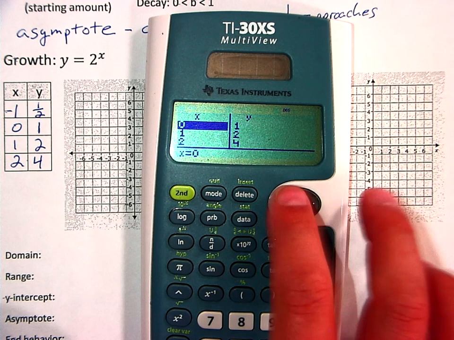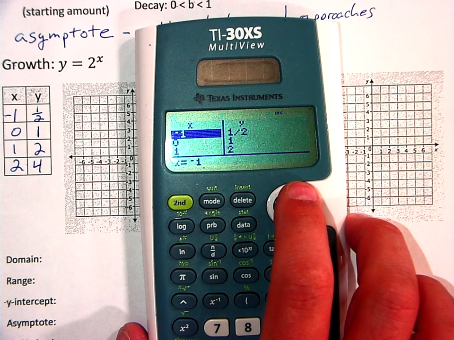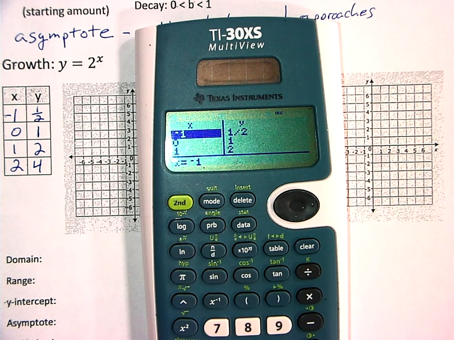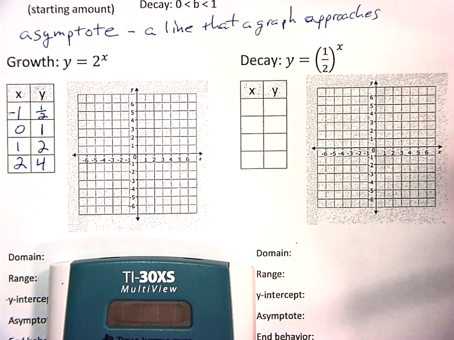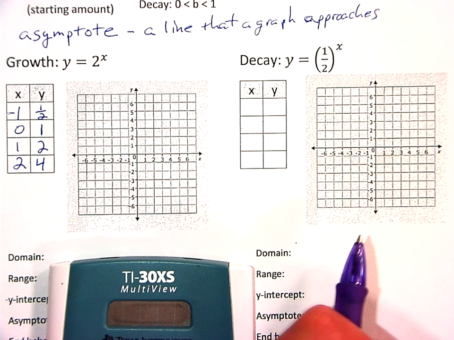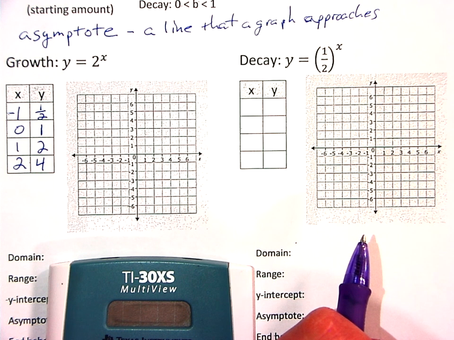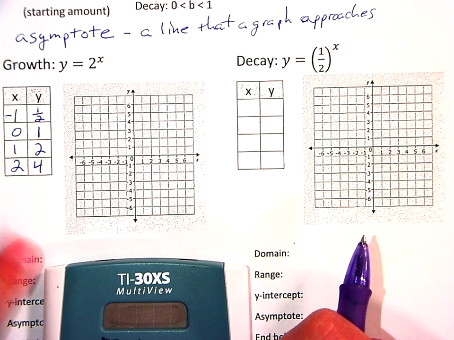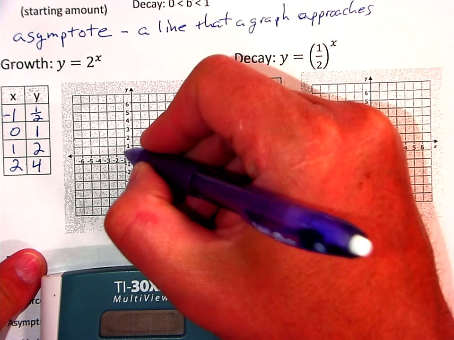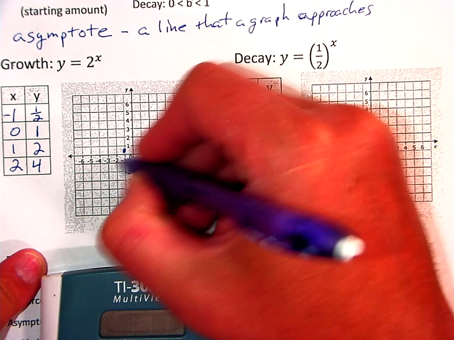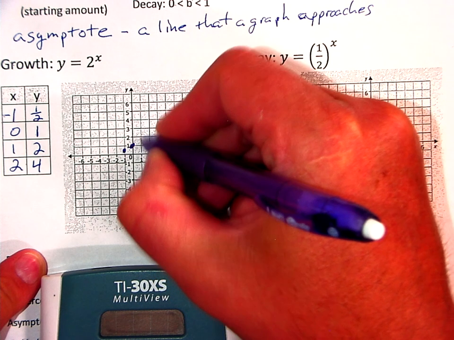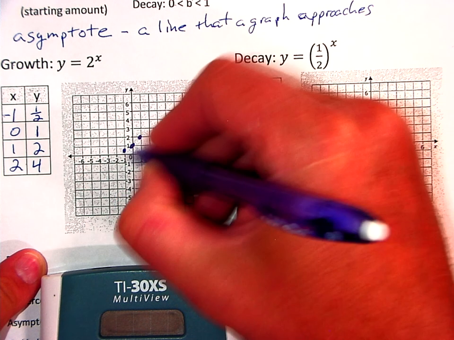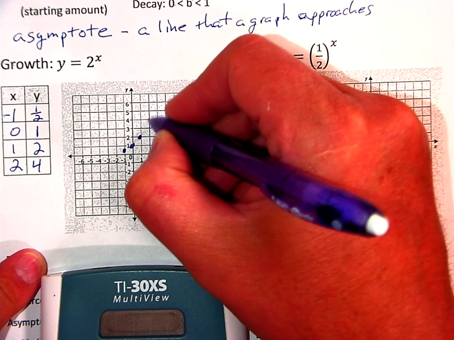Do our numbers match up? Yes. Okay. Grab your graphing pen. And we're going to plot some points. Yep, I have a special graphing pen. It's purple. You don't? Disappointing. All right, so negative 1, back 1, up 1/2. Over 0, up 1. Over 1, up 2. Over 2, up 4.